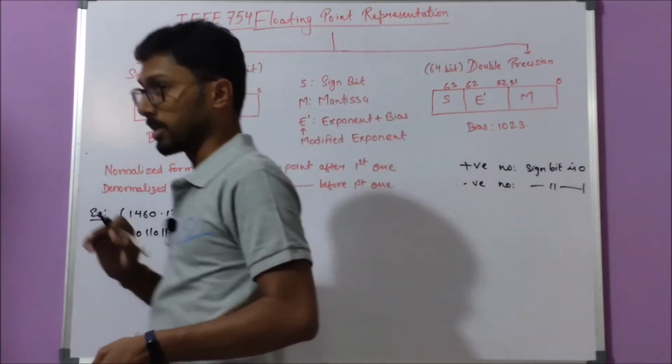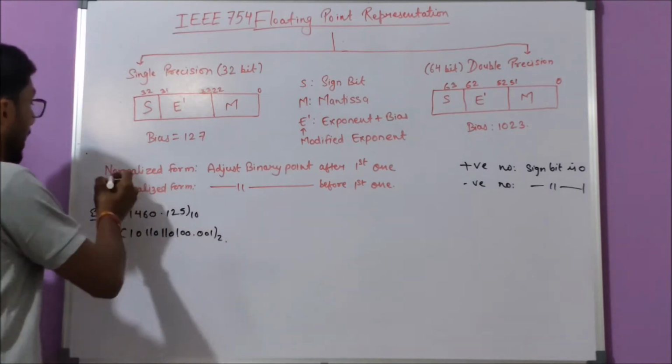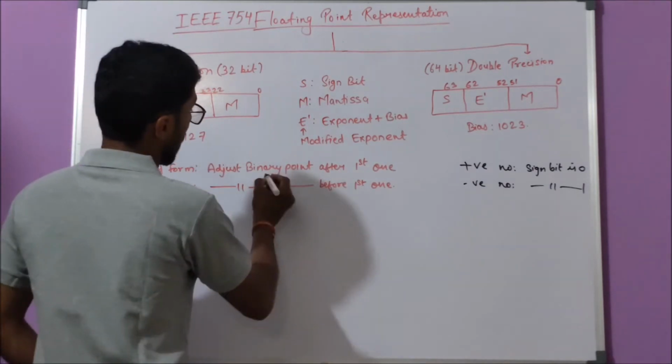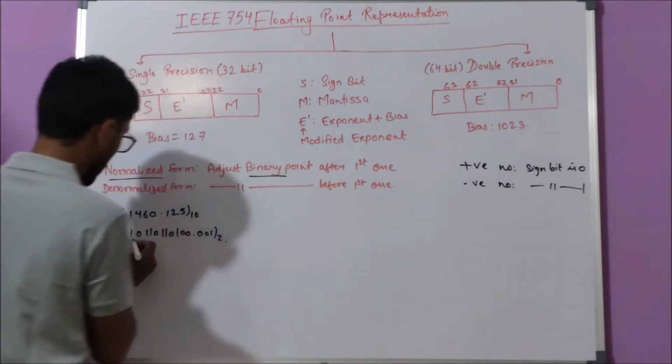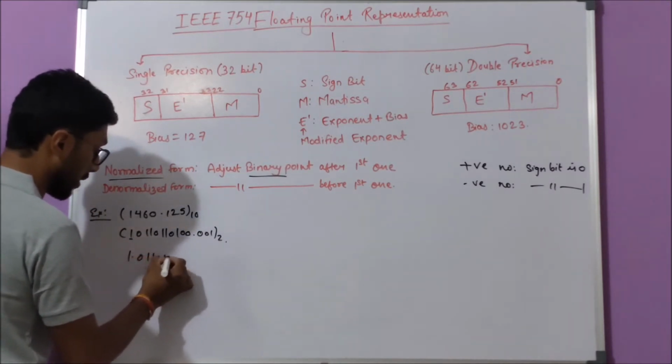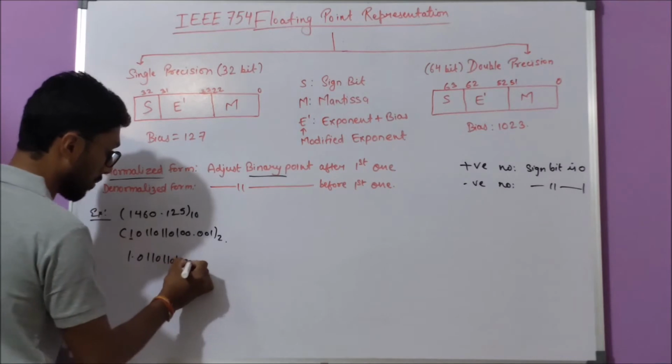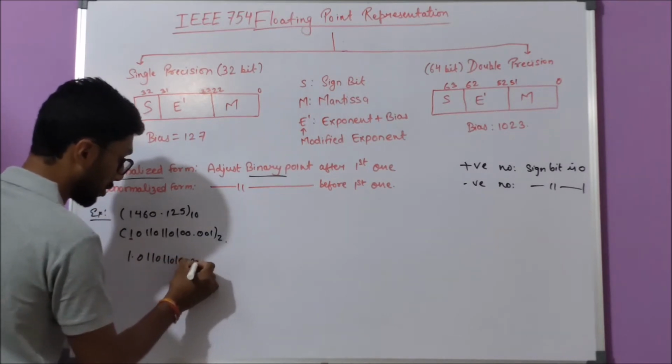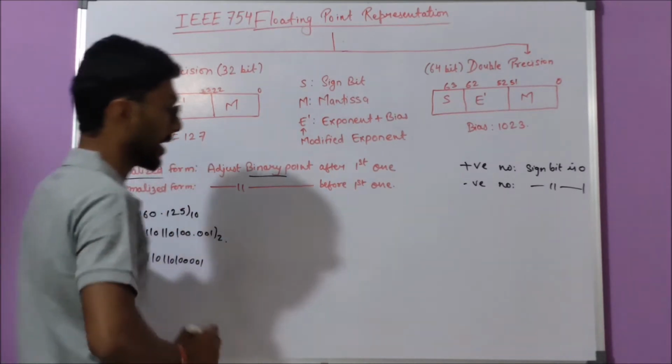So let's normalize this number. In normalized form, we will put the binary point after the first one. So the first one is here. 1.0110110100001 The binary point we have shifted forward here.